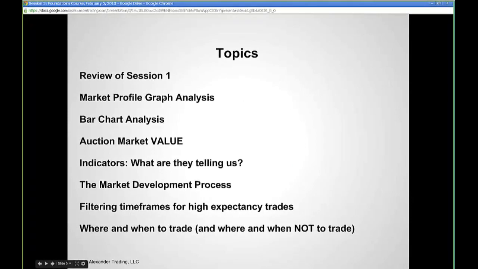Okay. We're going to review session 1 briefly. We're going to get into tonight's market profile graph analysis, bar chart analysis. We're going to talk about auction market value. We're going to talk about indicators and what they're telling us, but I don't have this prepared. I don't have the charts that I want for this. I want to focus on something else.